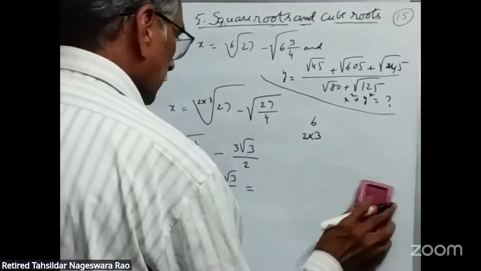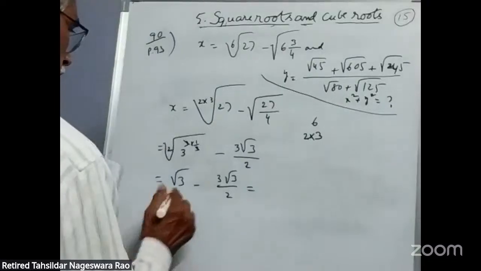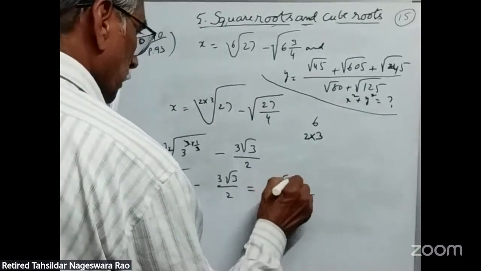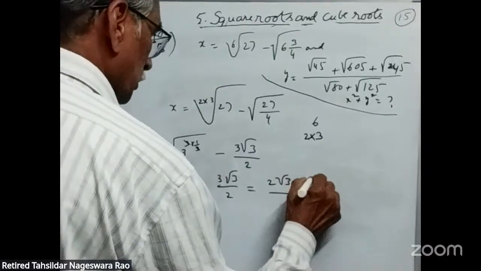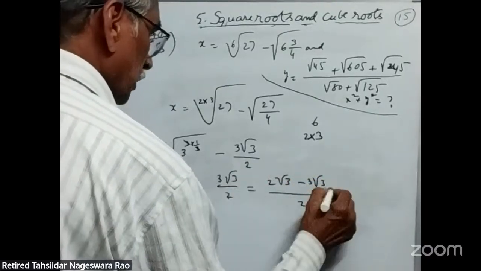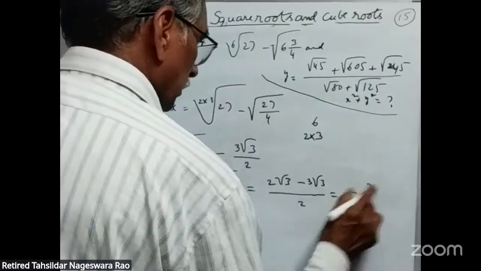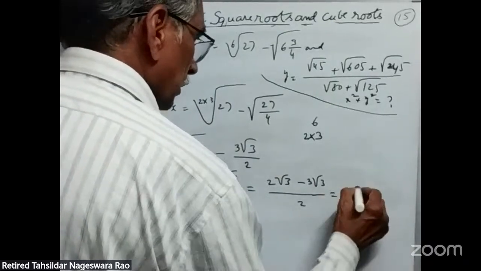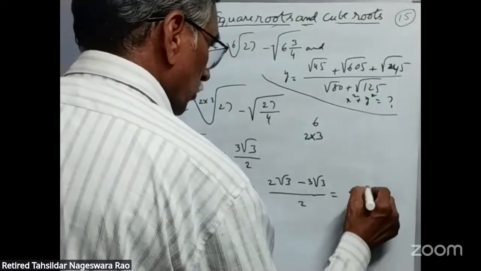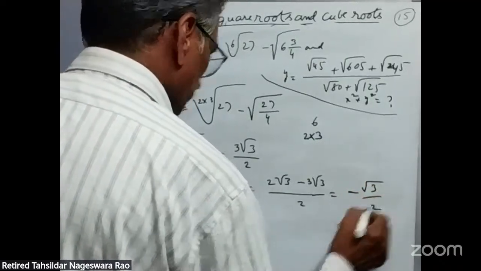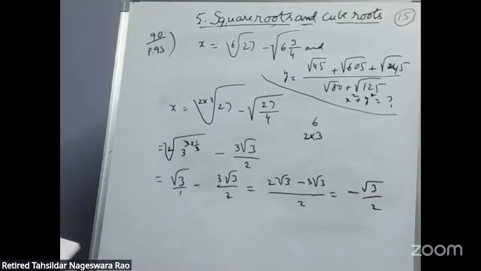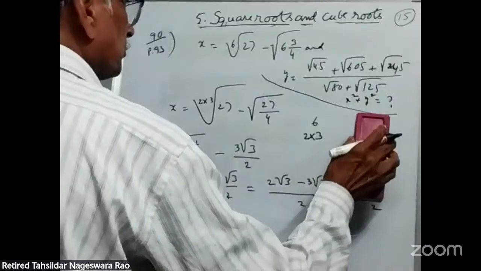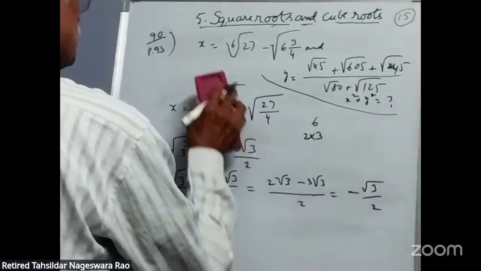Here, further simplification: LCM 2, so 2√3 minus 3√3. 1 time 3√3 minus 2√3, that is 2a minus 3a, minus a, so minus 1√3. 1 is not necessary, so minus √3 by 2. That is the value of x, and let us find out the value of y.